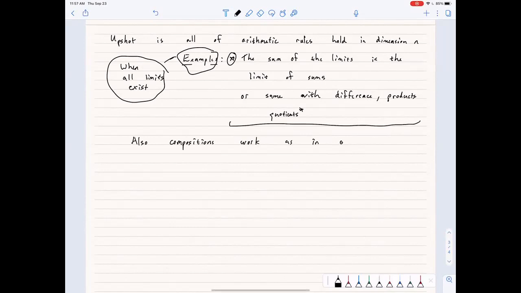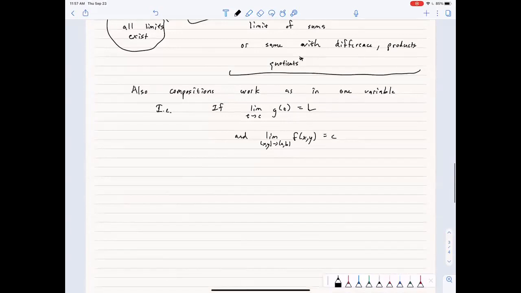So, in particular, in layman's terms, if, say, the limit of one function, say one variable, g of t, as t approaches c equals L, and the limit as x, y, for example, approaches a, b of f of x, y equals c, then you can compose them and you get what you would want. So the limit of g composed with f of x, y as x, y approaches a, b is L. So this is an example of a composition of two things where you get what you expect.